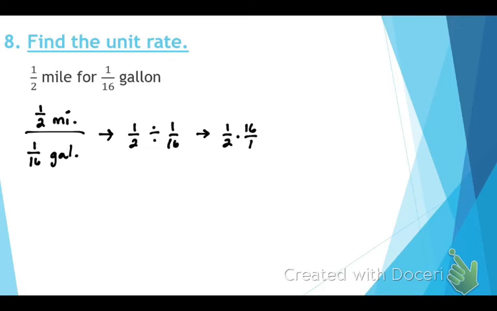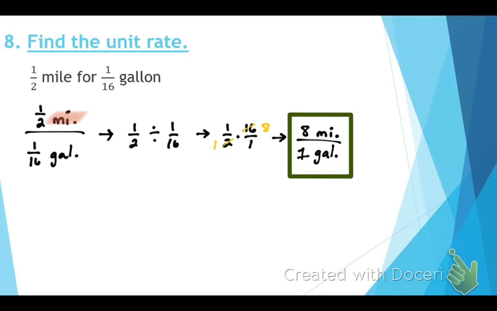Can I cross reduce? Yes. What's it become? An 8 and a 1. Multiply that across, and what do you get? 8. Now, think about it. If I have 8 miles, then my units over here are going to be 8 miles per 1 what? Gallon. Okay? So for every gallon, you're going to make it 8 miles.